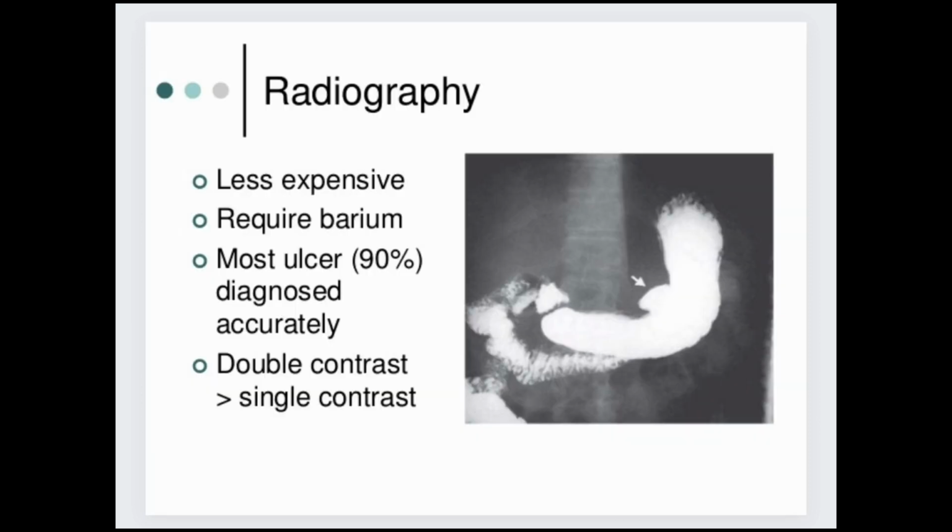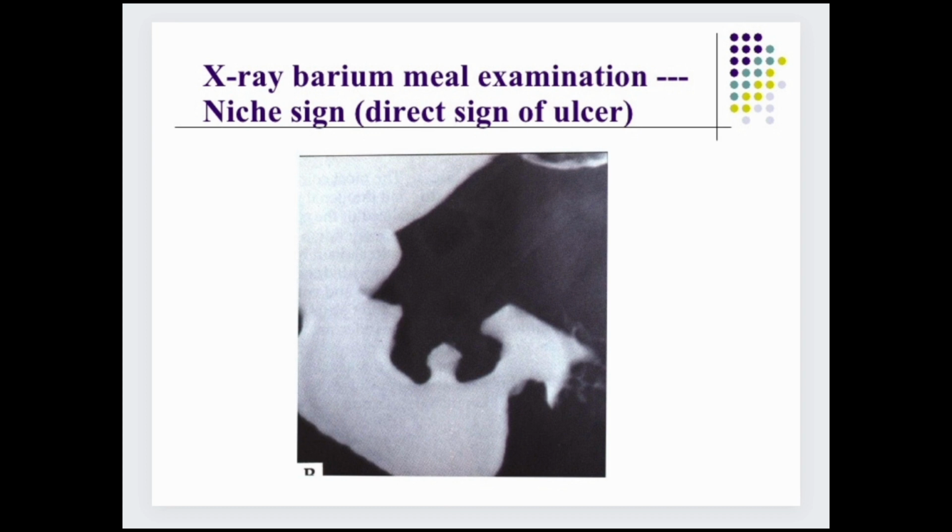And this is for gastric ulcers. Next is radiography. In case of radiography, it is less expensive and requires barium, and most ulcers, 90% of the ulcers, are diagnosed accurately. Now this is an image of the niche in barium meal examination. Niche and notch are the two signs which you can see in barium meal examination for gastric ulcer.